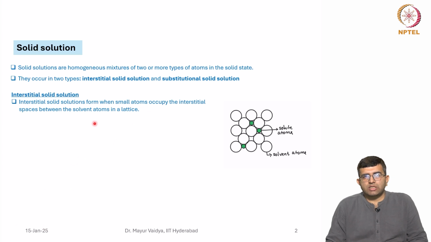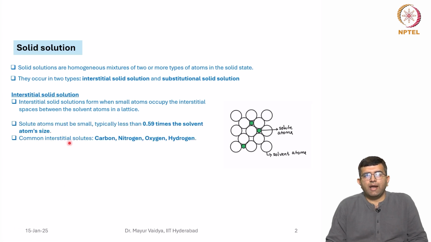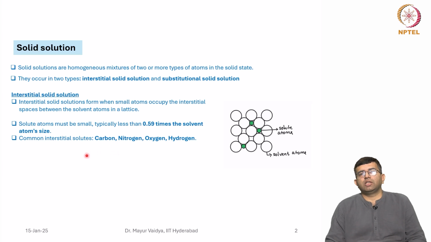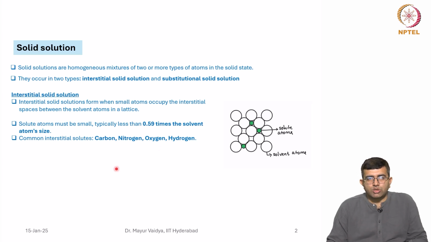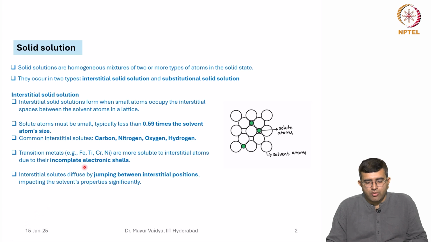As the name suggests, interstitial solid solutions are the ones where atoms occupy the interstitial spaces. This we have known before, and for this to form, the solute atoms must be small, typically less than 0.6 times the solvent atom size. The most common interstitial solutes are carbon, nitrogen, hydrogen, and oxygen, but it is in no way exhaustive. There are more cases where elements act as interstitial solutes. Ultimately, it is the relative ratio between the solute and the solvent. For example, transition metals are more soluble to interstitial atoms due to their incomplete electronic shells.